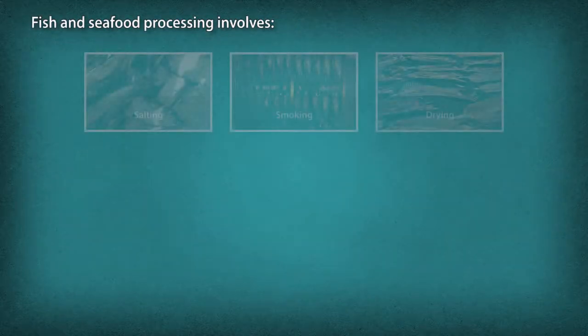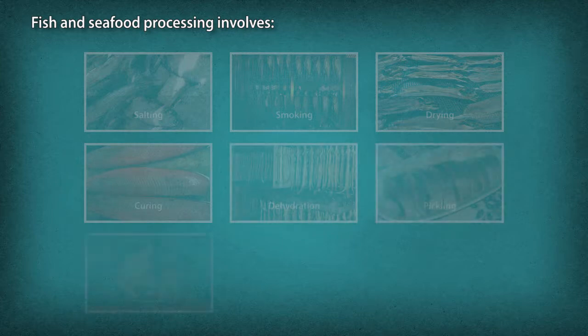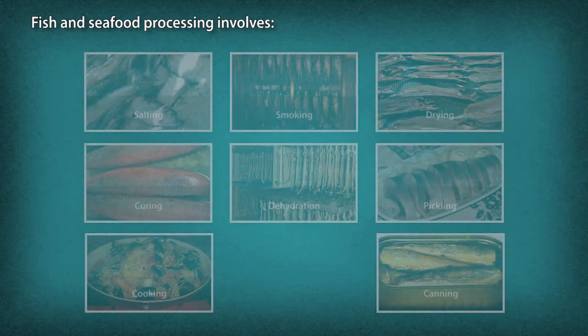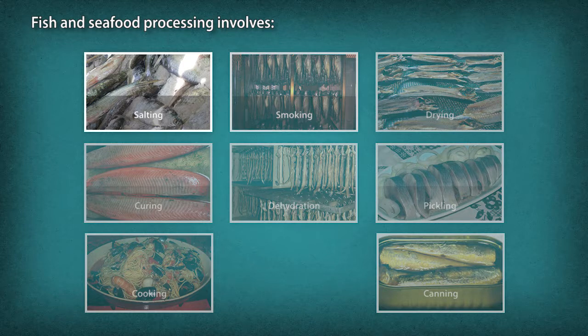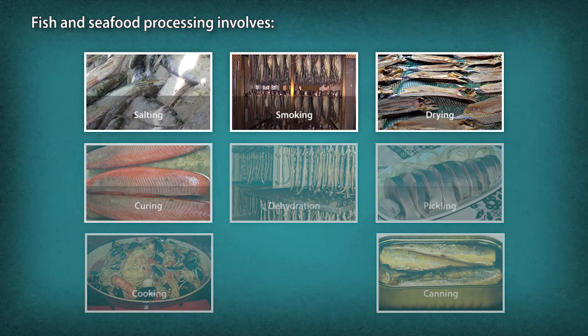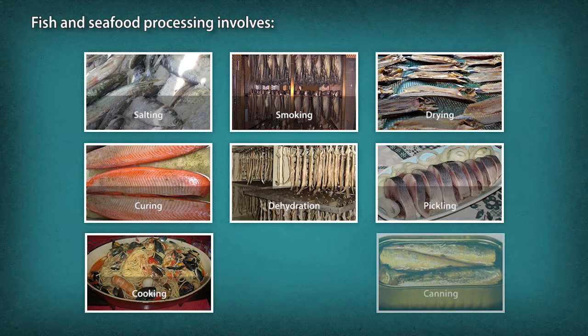Let us summarize what we have learned once more. Fish and seafood processing involves salting, smoking, drying, curing, dehydrating, pickling, cooking, canning.